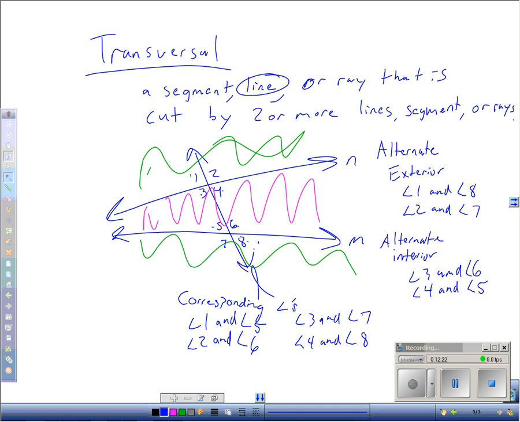We have one more set of important types of angles, and those are called same side interior. And those angles are on the same side, and they're on the inside. That's pretty simple. So those are like angles 3 and 5, and angle 4 and 6. Those are my same side interior.